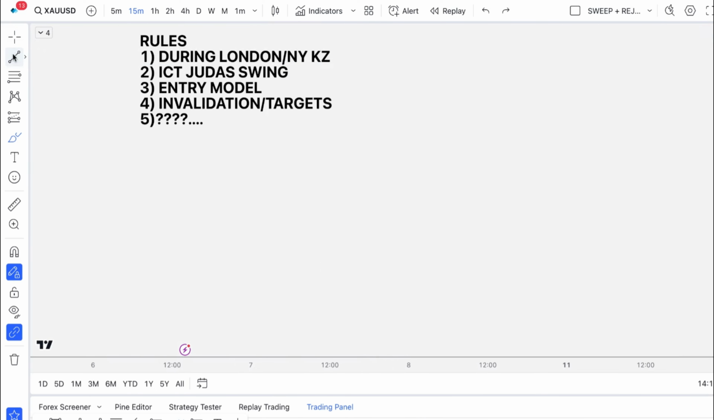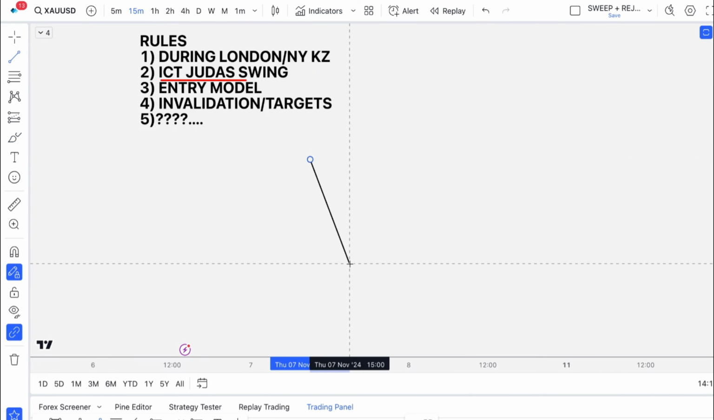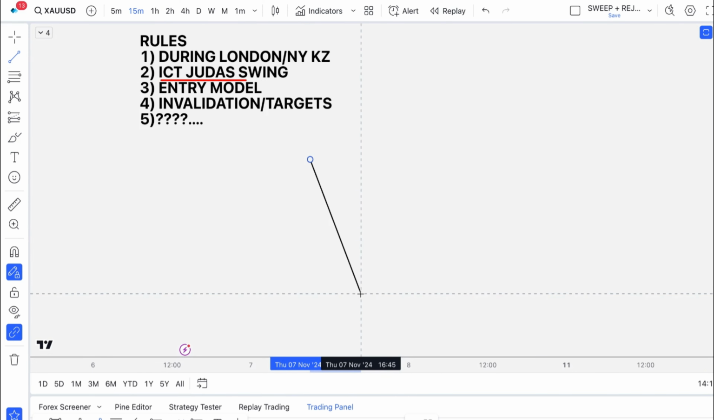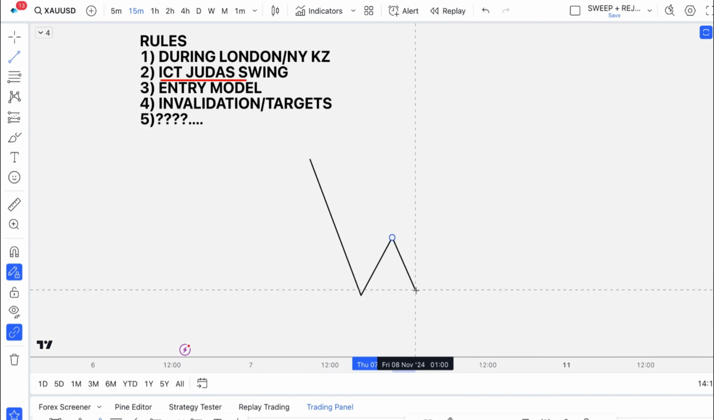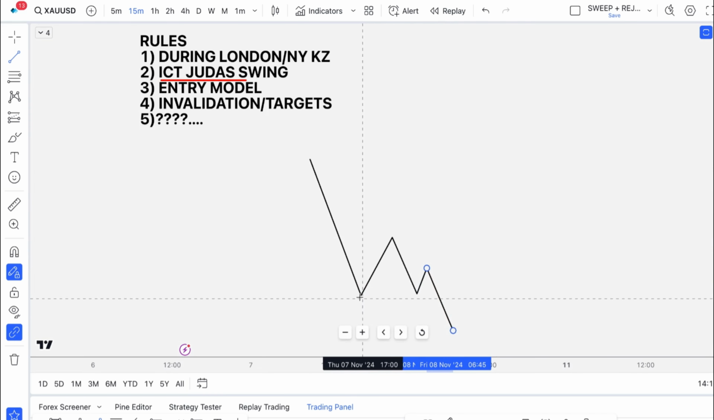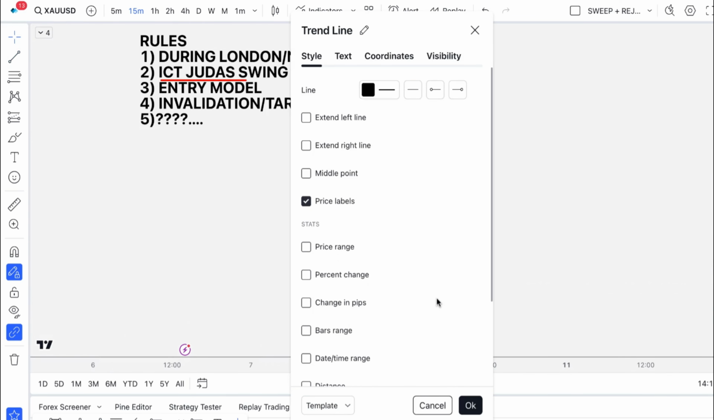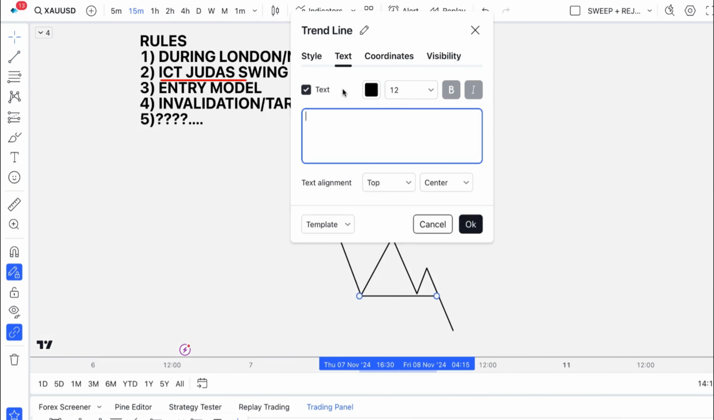Step number two is simply the ICT Judah swing. And all that simply is we're going to have a low in the market. So if we are buy bias on the market, this is the model that we're going to use right here. So we're going to have a low in the market, followed by a lower high, followed by a lower low within the market. Okay? And simply all this is doing is running the sell side liquidity that is resting below this session low right here.